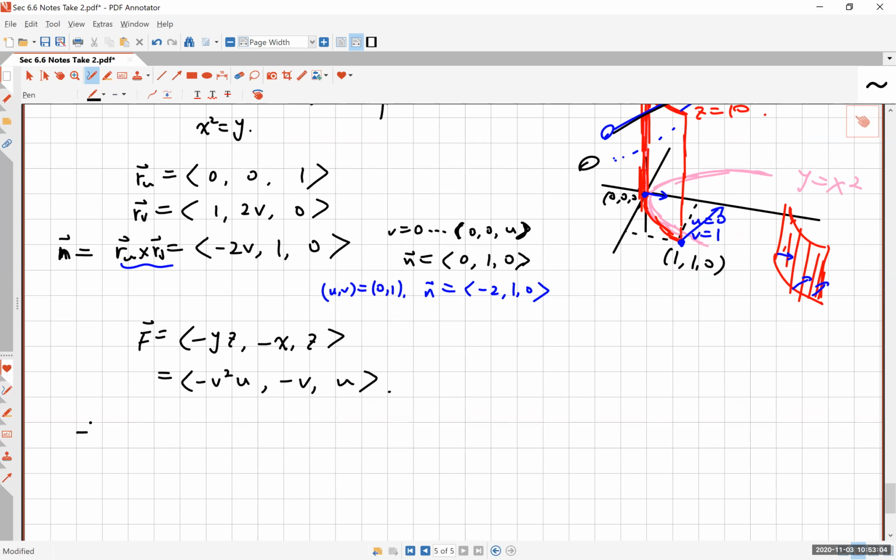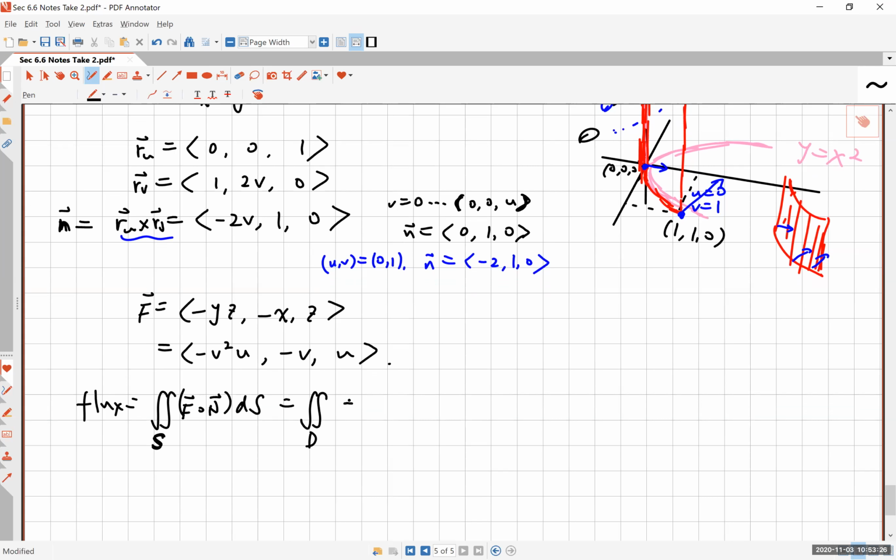Okay, so the flux, remember, it's a double integral. Let's go ahead and write down the definition of the flux. The flux is the surface integral of F dot n dS. Technically that's what it is, but now we know how to calculate this. It is F dot r_u cross r_v dA, right? And so now we are ready to write this down.